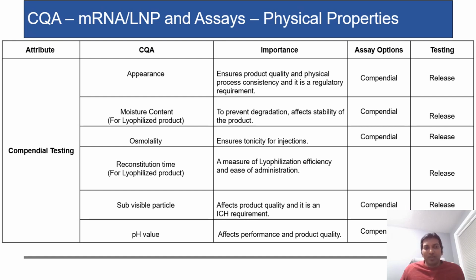Then you look at the physical properties. In the case of physical properties, you ideally look at appearance. It has to be clear and transparent. If you have a lyophilized product, you want to see that it's not degraded, and check the moisture content. Osmolality is an important thing to check if you want to use it in injections. Subvisible particles has recently come up, and there are new techniques to understand that. And pH is another thing. Physical properties are pretty much regular, and these are compendial methods that have been established for a long time. Most other biologics have the same kind of testing, and we follow the same testing here.